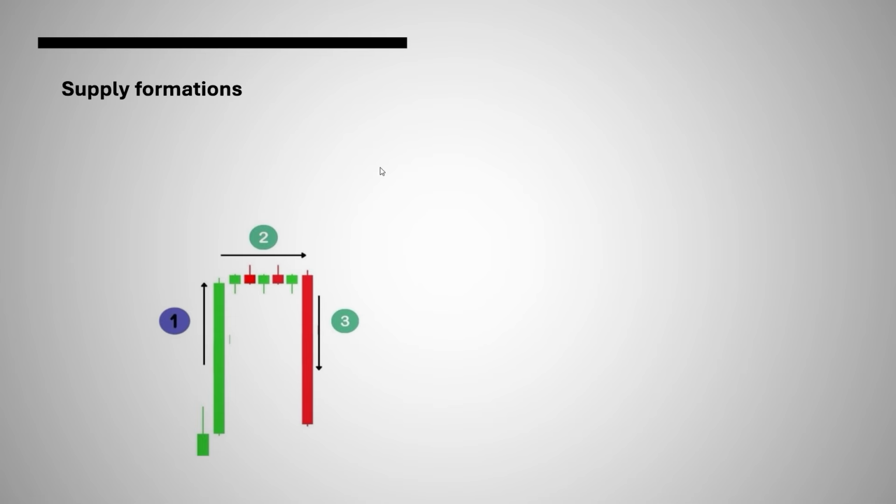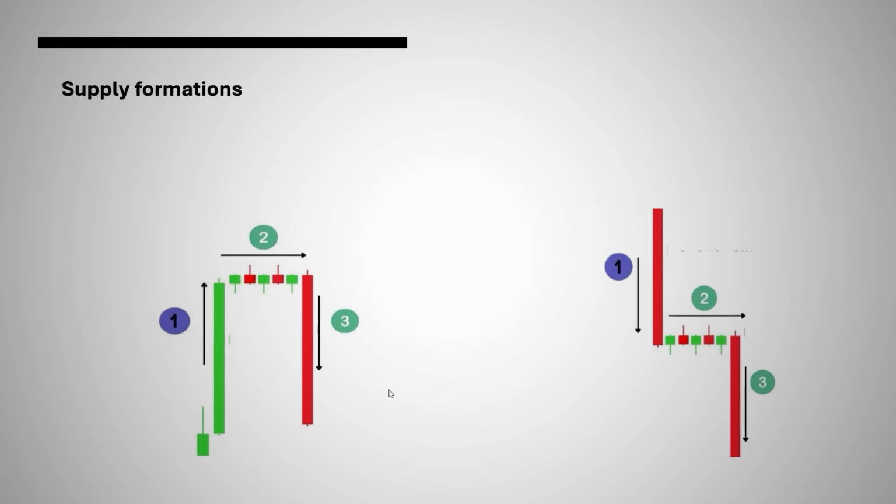Just like the demand formations, it's also formed in three phases. In the first phase right here, we can see that the buyers take over with a big bullish candle, followed by indecisive candles, and in the last phase we see that the sellers take over with an explosive candlestick. In the second supply formation, you can see that in the first phase the sellers take over sharply with the explosive candlestick, and in phase 2 we see that there is indecision or balance, and in the third phase the sellers take over again with this big explosive candlestick.